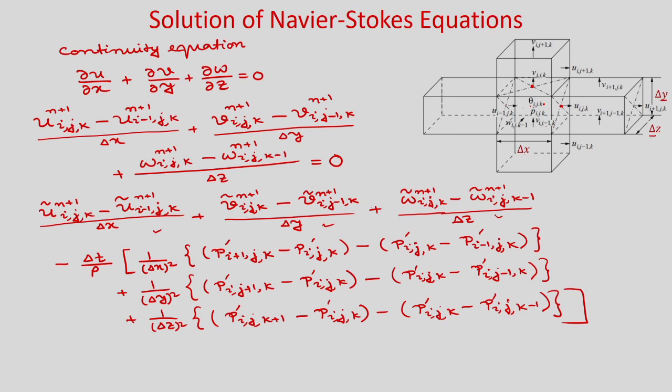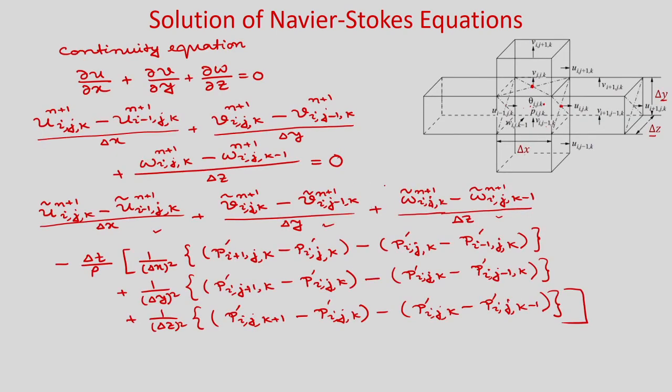So, you can see the first three terms are actually the continuity equation for the provisional velocity. Obviously, when you start the solution, the provisional velocity will not satisfy the continuity equation, but when the solution converges, u n plus 1 will be u tilde, v n plus 1 will be v tilde, and w n plus 1 will be w tilde, because the provisional velocities will be the same as the velocities at time level n plus 1. So, it will satisfy the continuity equation.